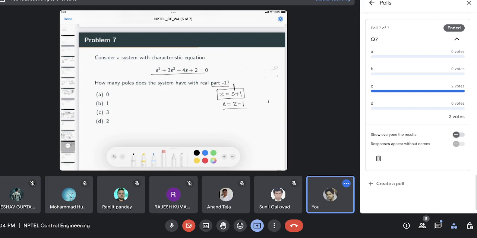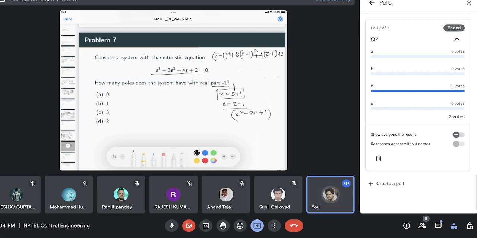Okay, so with this s equal to z minus 1, we have this polynomial in the z plane: 3(z minus 1) squared plus 4(z minus 1) plus 2. Okay, so (z minus 1) cubed will be what? (z minus 1) squared will be z square minus 2z plus 1.